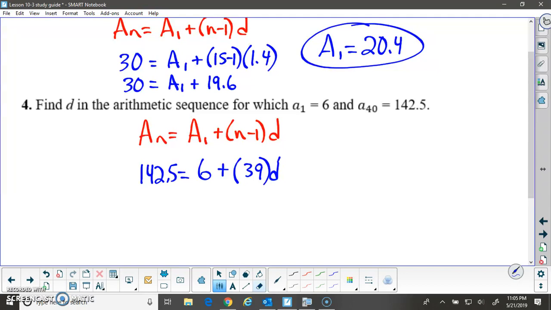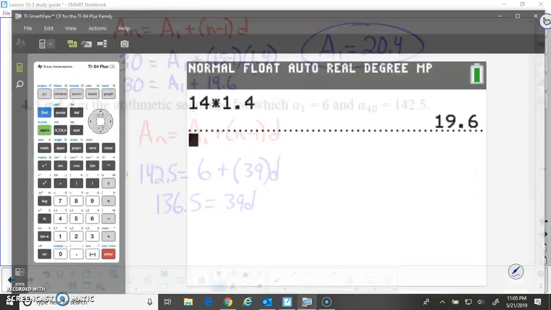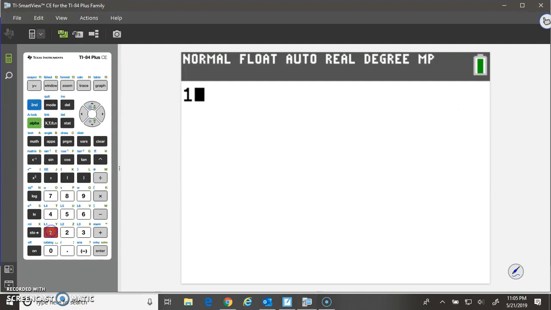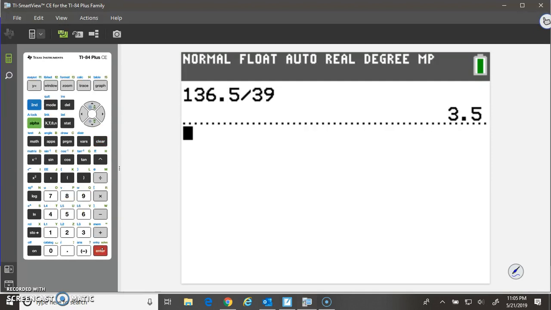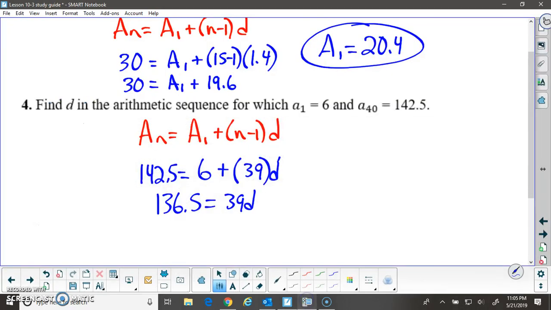So if I subtract 6 from both sides, I get 136.5 equals 39D. And if I take the 136.5 and divide by the 39, we get 3.5, which represents your common difference.